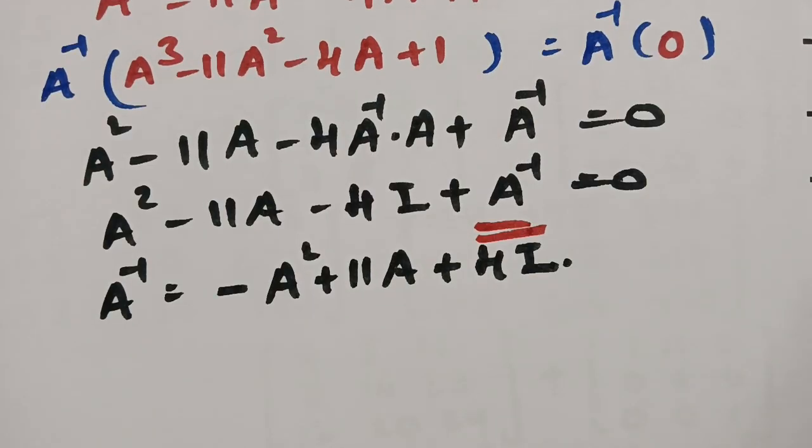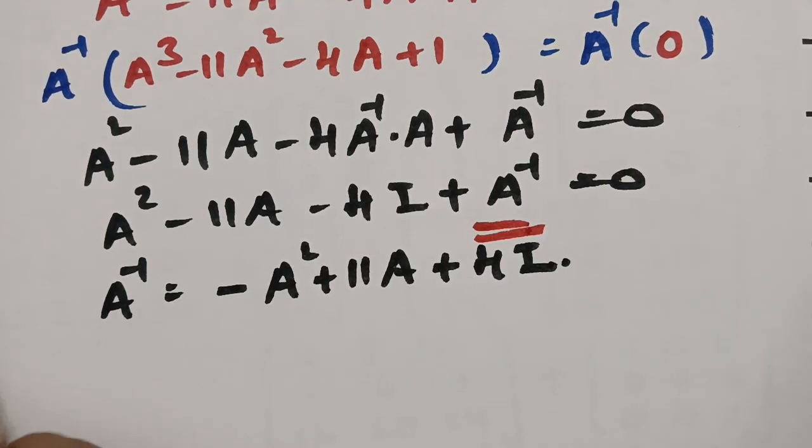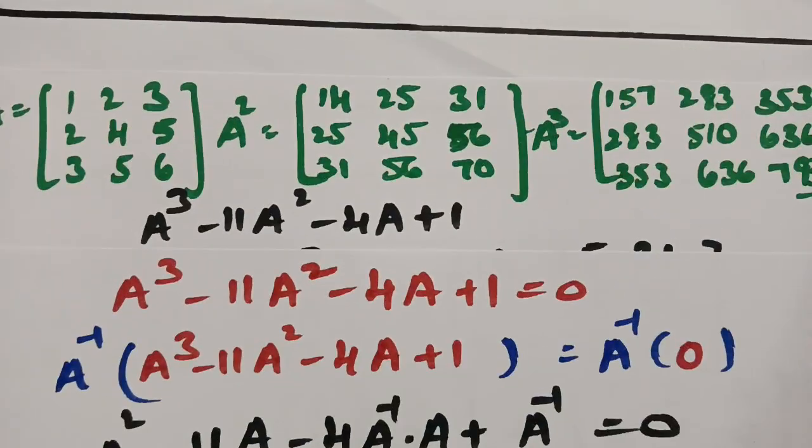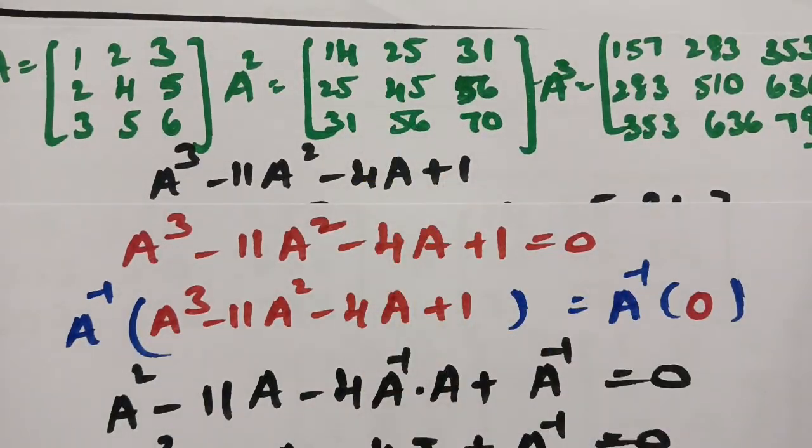So all the values are ready here for this one. A inverse is going to become, so A inverse is equal to minus A square. So what is our A square value? A square, it is very clear: this value is 14, this value is 25, 31. So this is 25, 45, and this value is 56. So this is 35. So this value is 56 and 70.